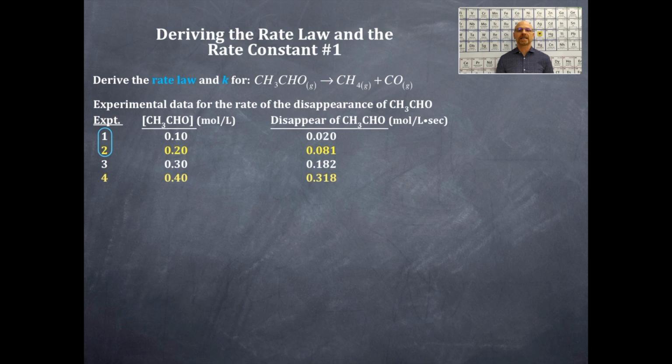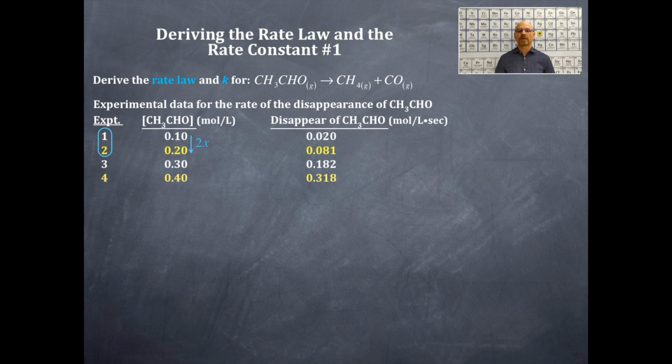We're going to take a look at experiments 1 and 2, and I've chosen them for a particular reason, so let's find out why. If you look at the concentration of the acetaldehyde, it goes from 0.10 molar to 0.20 molar. So it's doubling in concentration from experiment 1 to experiment 2.